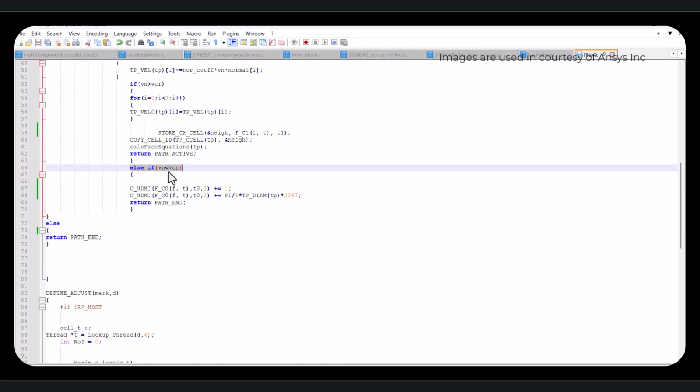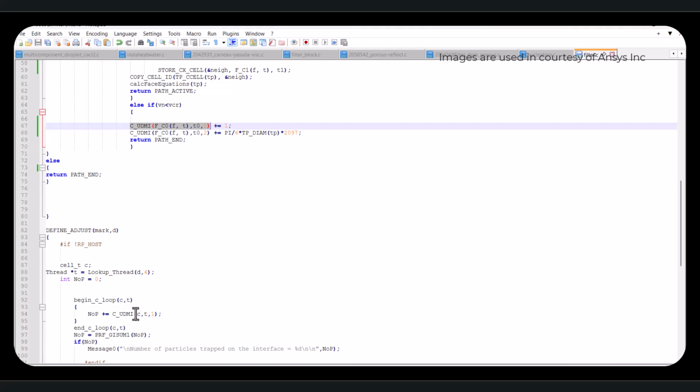the velocity of the particle which is coming and hitting the wall, if it is less than the critical velocity, then we are increasing the counter. So C_UDMI(F_C0(f, t0), t0, 1) is nothing but the same function, okay, and its count is increased by 1.